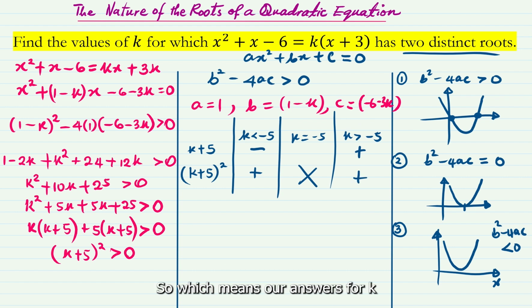So which means our answers for k lie where k is less than negative 5 or where k is greater than negative 5. And this is the answer to our question. We will go to the next example.